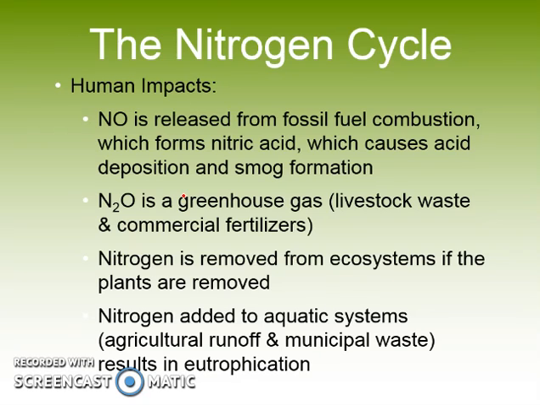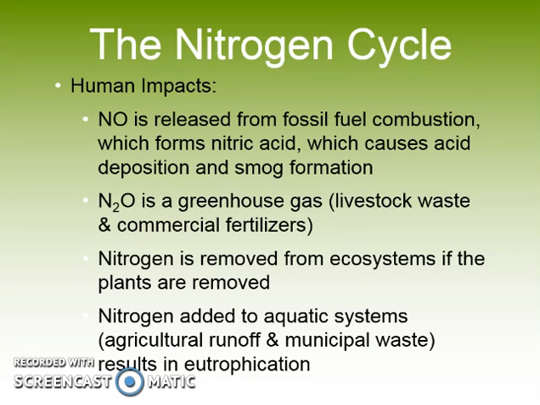Nitrous oxide is produced when we burn fossil fuels, and then that, when combined with water and oxygenation in our atmosphere, can become nitric acid, which is a component not only of acid deposition or acid rain, but also smog formation. N2O is a greenhouse gas, and it's produced from animal waste, livestock waste, and also commercial fertilizers. And of course, increased gas means increased temperatures around our planet, or potentially increased temperatures.